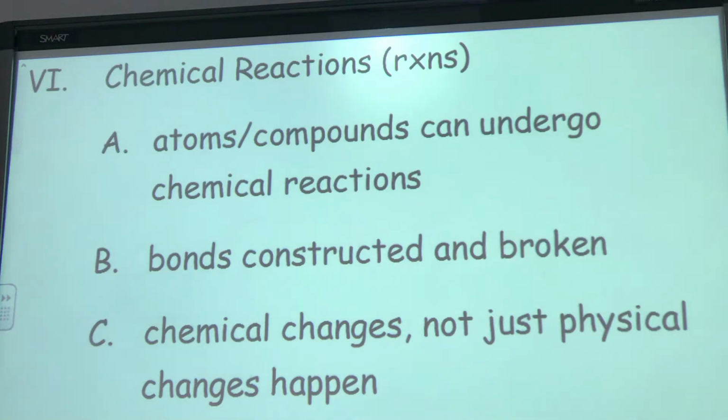All right, physical science. Let's talk about something called chemical reactions. When we have these elements or compounds that we've just been talking about, they can undergo something called a chemical reaction. A chemical reaction is simply this: when chemical bonds are either produced, made, bonds are constructed, or those bonds are broken. When we have chemical bonds being constructed or broken, we have a chemical reaction.